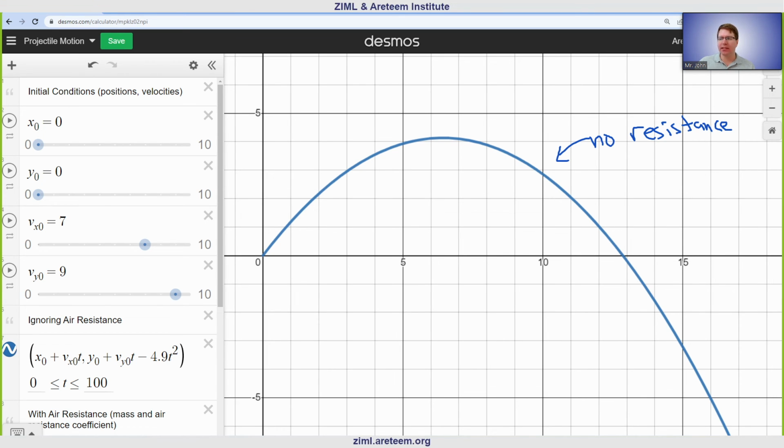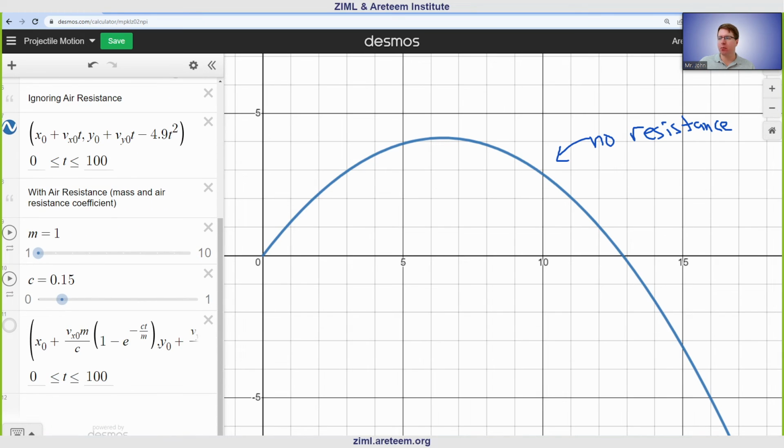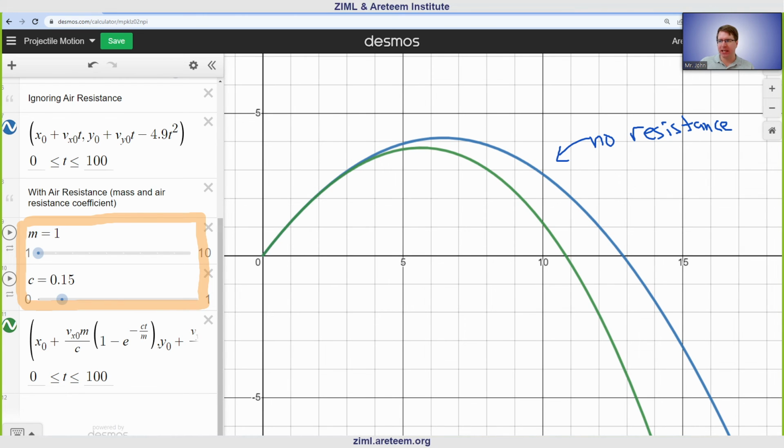Now, what would we expect to happen if we have air resistance? What's a little bit interesting here is that the mass actually does come into play in this case. So we would have a mass of the object and the constant of this air resistance. I'm calling this the air resistance coefficient. And you see even the x component here is a little bit messy, so I'm going to ignore that messy equation and let's focus on the graph.